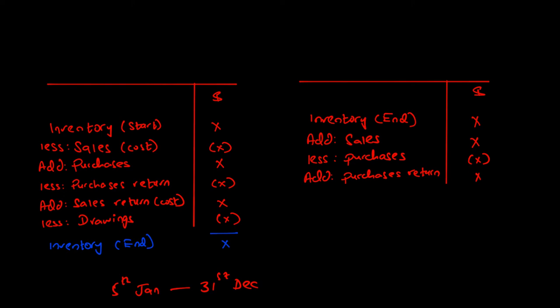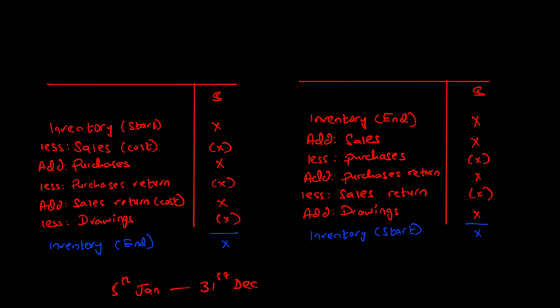And sales return was being added because that stock was being returned. It is now part of your inventory count. You need to remove that. So let's remove it. I will say less sales return. And finally, what about drawings? Remember, when the owner was taking stock, it was being removed from this value. I will add this back because this stock was present on the 31st December. That's the inventory that I want to calculate. And this way you will be able to arrive at inventory at start.